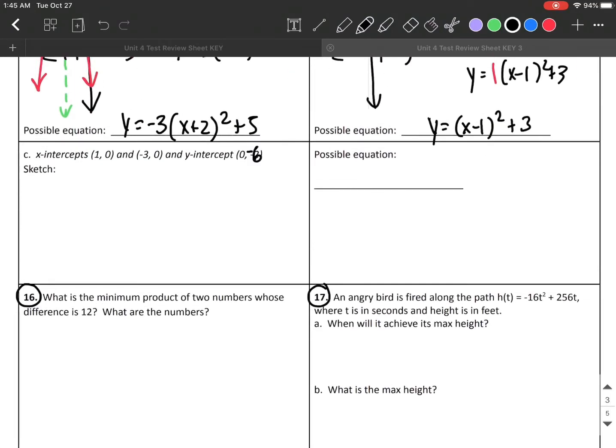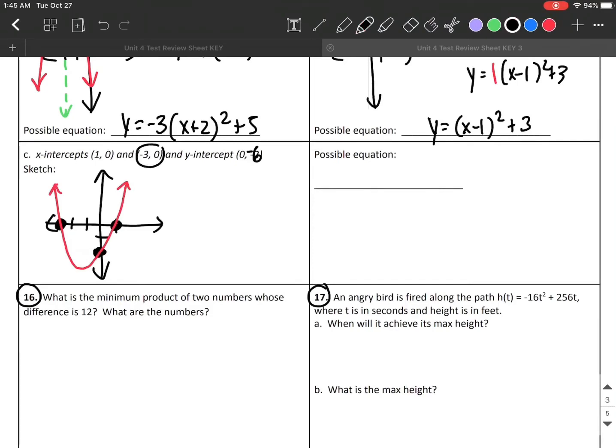And then, all right, for C, you should have gotten a sketch that looks like this. So 1, 0, 1, 2, 3, and (negative 3, 0). Those are my two x-intercepts. I have a y-intercept at negative 6. And then I'm going to connect these in a parabola shape. The only way to connect them is with an upwards parabola.